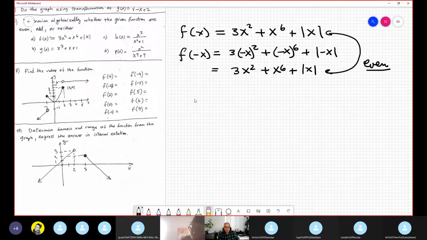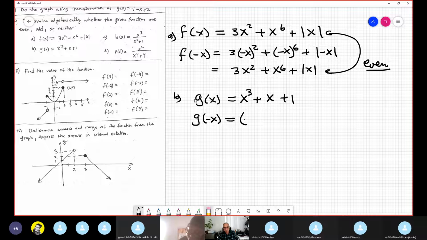This is A. Let's do B. B is g of x equals x cubed plus x plus 1. Make a reflection again. It is minus x cubed plus minus x plus 1. Well, in this case it's different because the exponent is an odd number. So now the signs change on the x cubed and x terms, while the 1 stays the same.